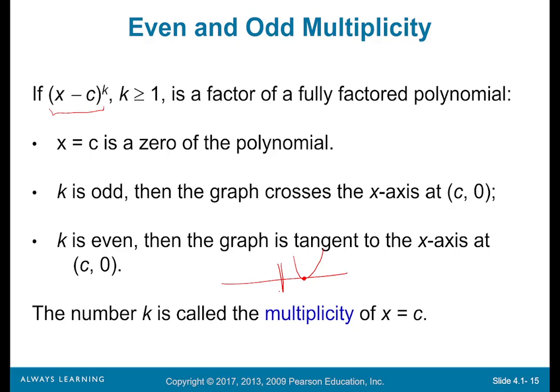That number k that we have in that exponent is called the multiplicity of x equals c. So the multiplicity of our 0. And that multiplicity is what we're going to use to determine, are we crossing the graph, so like that at a certain point, or are we just tangent to the graph like that one?